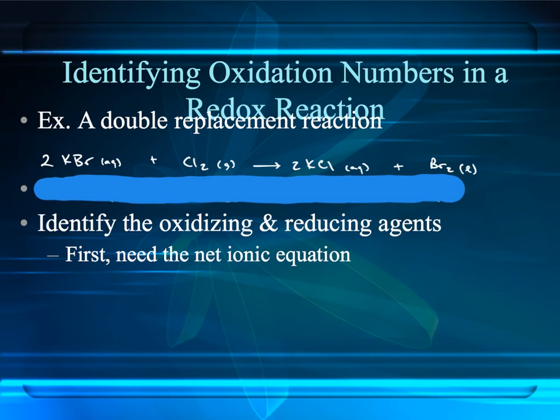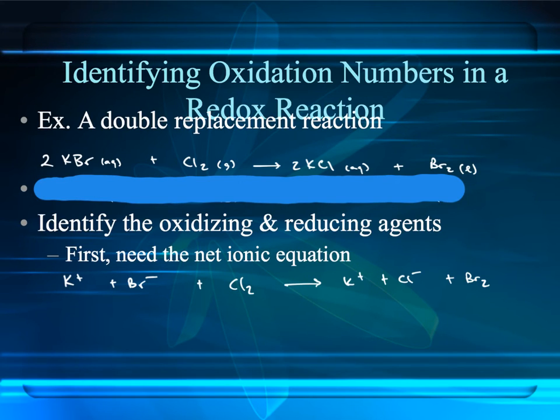So what's going on? Well, you've got potassium ions plus bromide ions plus chlorine, elemental chlorine, giving us potassium ions plus chloride ions plus elemental bromine. Okay? That's what we are working with.